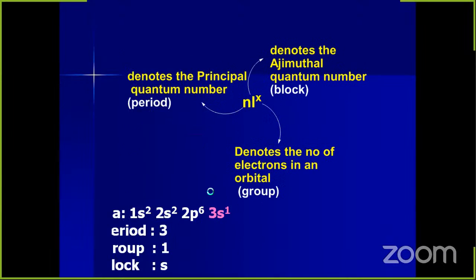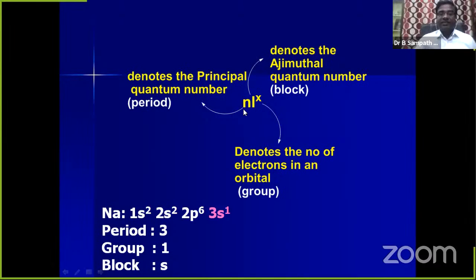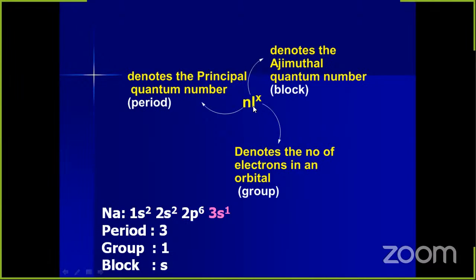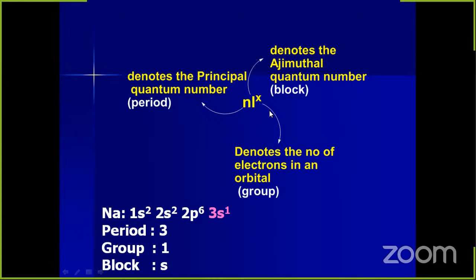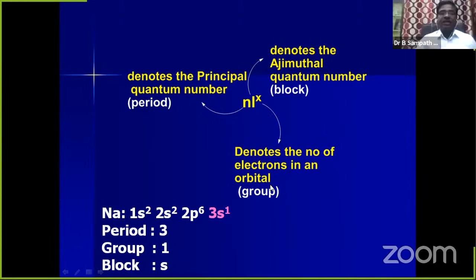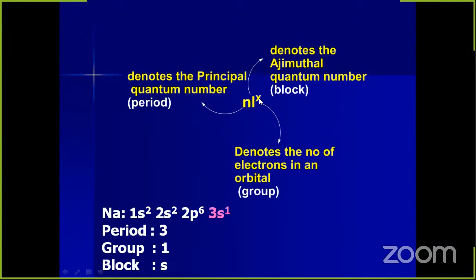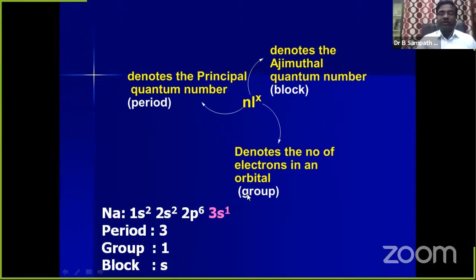Let us see here. In nLx, n denotes the principal quantum number, that is period, and L denotes the azimuthal quantum number, that is block, and x denotes the number of electrons in an orbital. It also refers to group. So by seeing the x value, we come to know which group it belongs to, and by seeing the n value, which period it belongs to, and by seeing the L value, means which orbital, we can easily predict the block in which it belongs to.